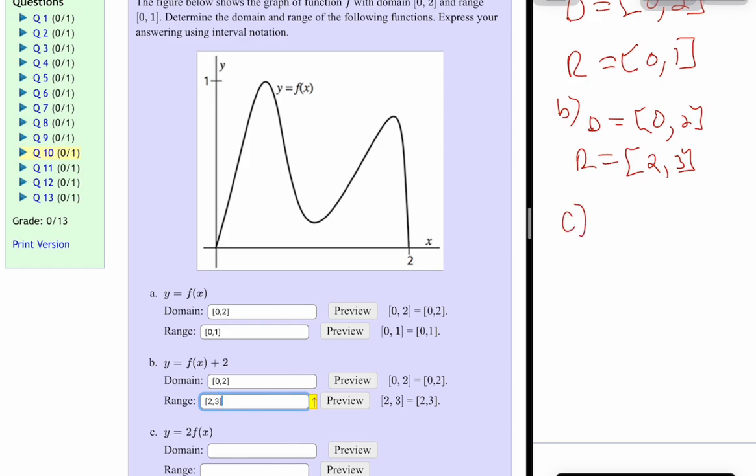Let's now go to C. There's a 2 on the outside of the function, and since it's on the outside, it's going to change our range. So our domain is still 0 to 2. Let's throw that in there. But how does it change our range? It takes those original values and multiplies them by 2. So if I multiply 0 by 2, it's still 0. But if I multiply 1 by 2, now it's up to 2. So our range goes from 0 to 2.